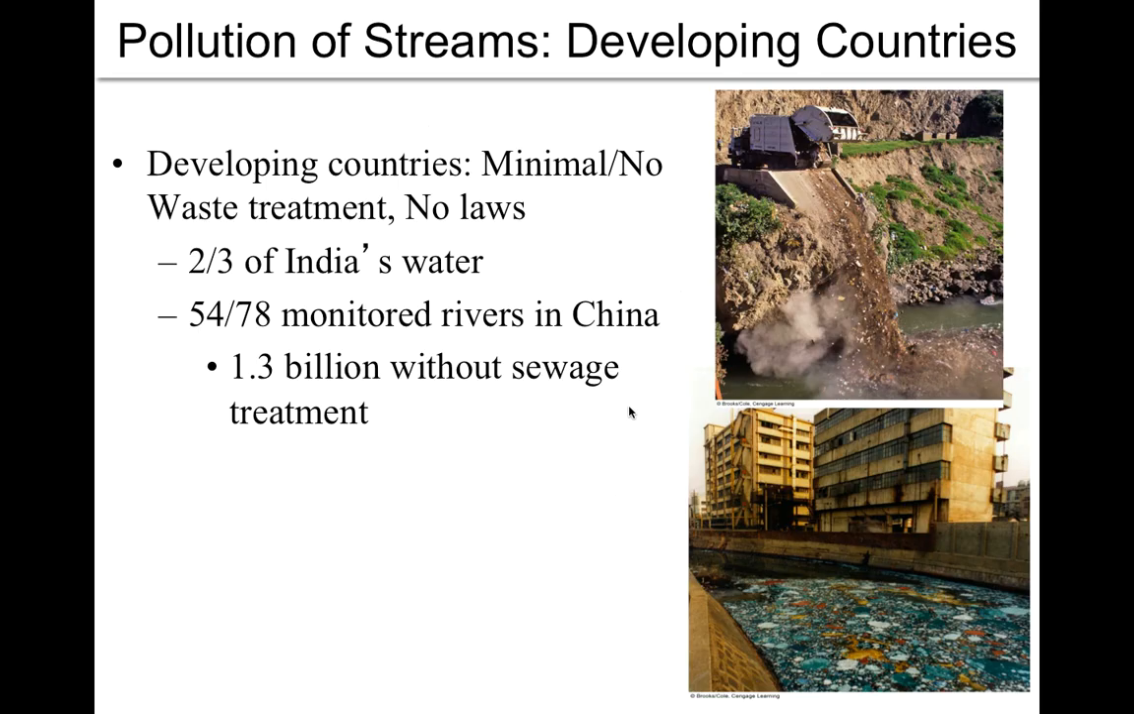But again, not every place is going to have waste treatment. So in developing countries, it's very minimal, or there is no waste treatment. Most developing countries also do not have laws associated with sewage treatment, so you can just kind of dump it wherever. In India, about 2/3 of their water resources are contaminated with sewage, and 54 of the 78 monitored rivers in China are also contaminated. Now, that doesn't mean that the ones that are not monitored are not contaminated too. They probably are. We're just not monitoring them.